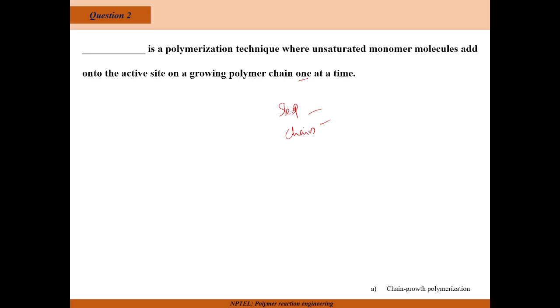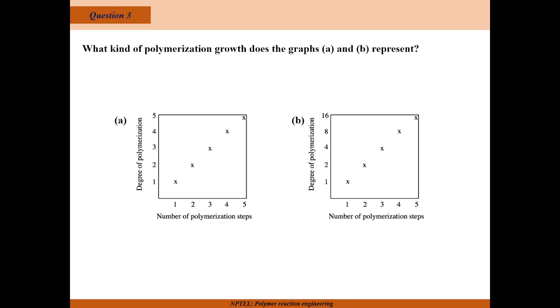Then let's move to the next question. What type of polymerization growth, again step growth or chain growth, do A and B represent? In the first figure we can see that as the polymerization step increases, the degree of polymerization increases linearly. This is a crude example, because when we look at concentration we get a totally different graph, but here it is polymerization step versus degree of polymerization. In the other one, the degree of polymerization rapidly increases with the number of polymerization steps. So what do A and B signify?